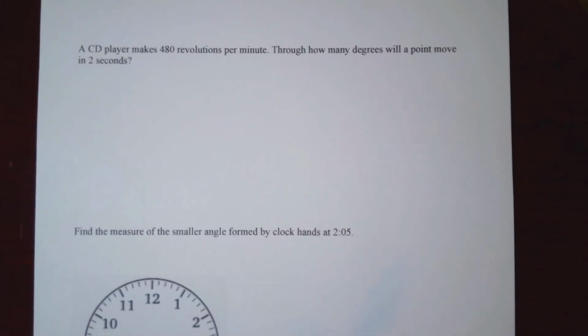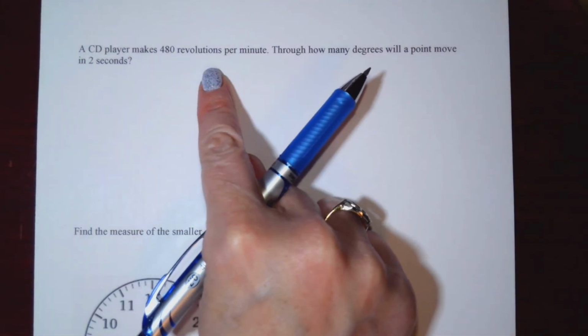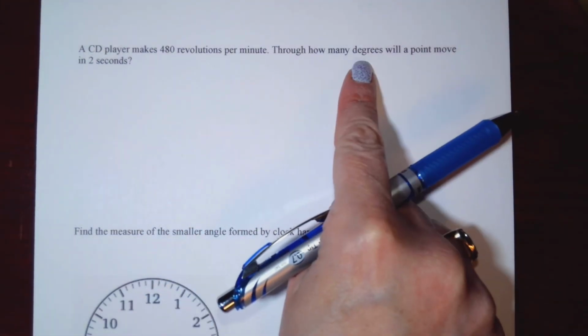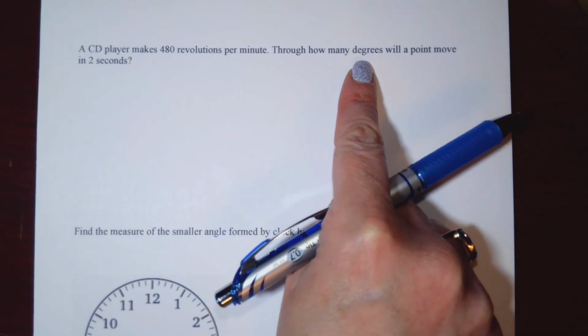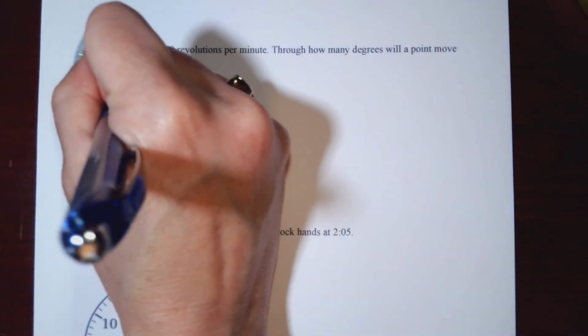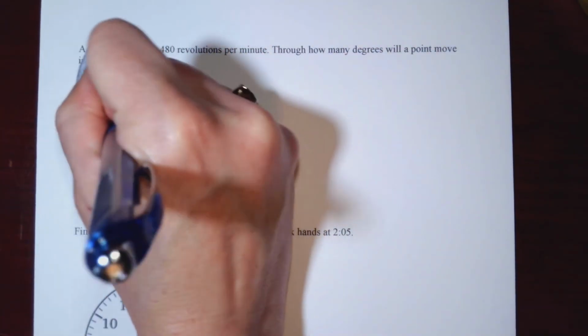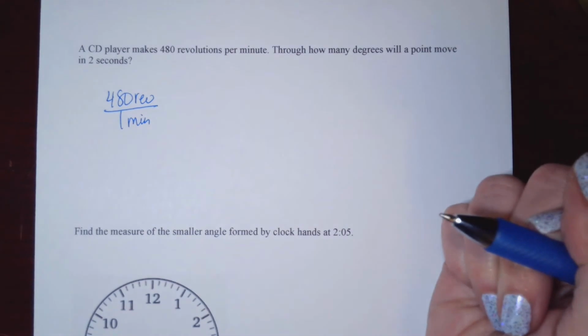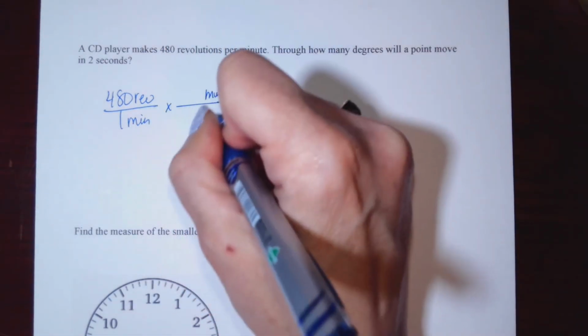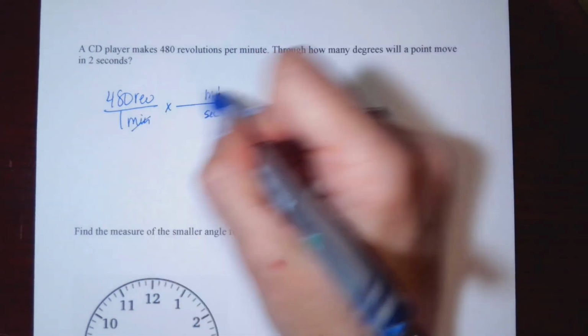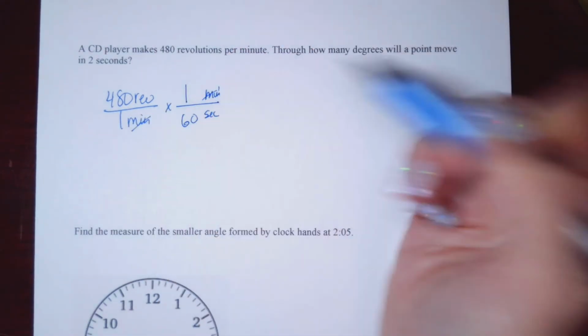So we have a CD player. It makes 480 revolutions per minute. Same situation. We want to know how many degrees a point on the CD will move in 2 seconds. So we've got 480 revolutions per minute. We need to turn that into seconds. So my minutes are going to cancel. 1 minute is 60 seconds.